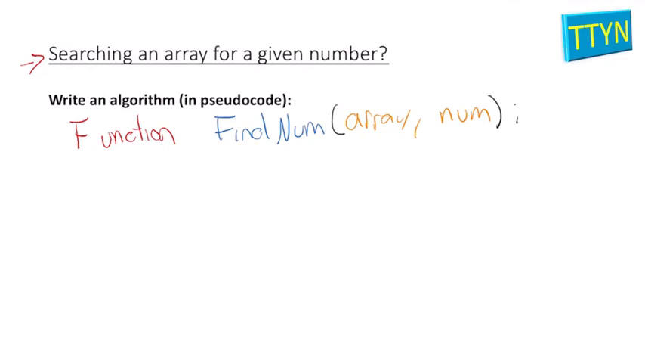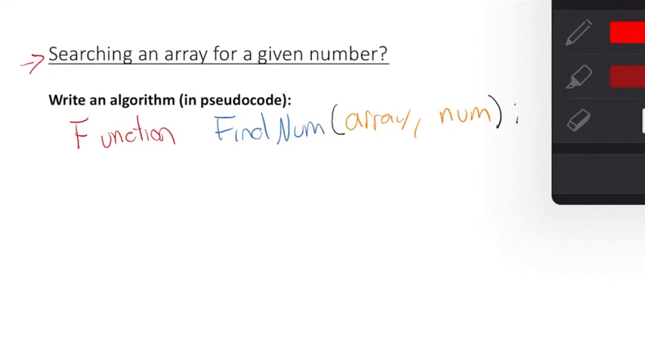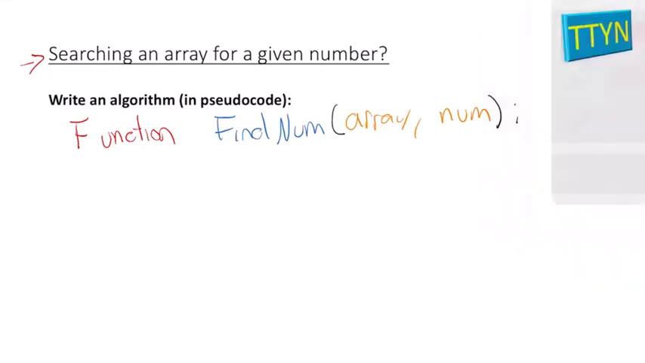Pause the video here and write out this function. So we're going to search an array for a given number, and let's just say we return true if we find it in there, and we return false if we don't find it in there, in the array. Alright, well, this is not too complicated of a function, so we can say, let's just loop through the function.